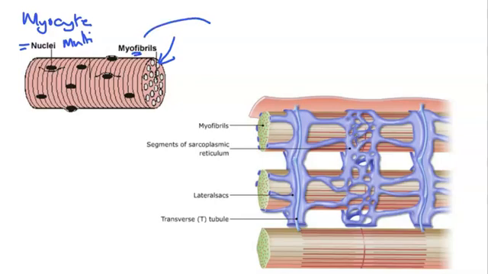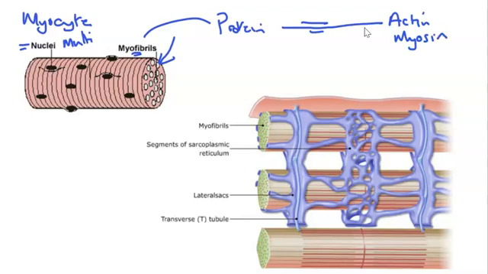Now, myofibrils are protein molecules that run the entire length of the cell, and these take two forms. One's called actin, one's called myosin, and we will be studying those in more detail in the next videos as we find out how it is that these actin and myosin actually generate the force of contraction, which is what muscles do.